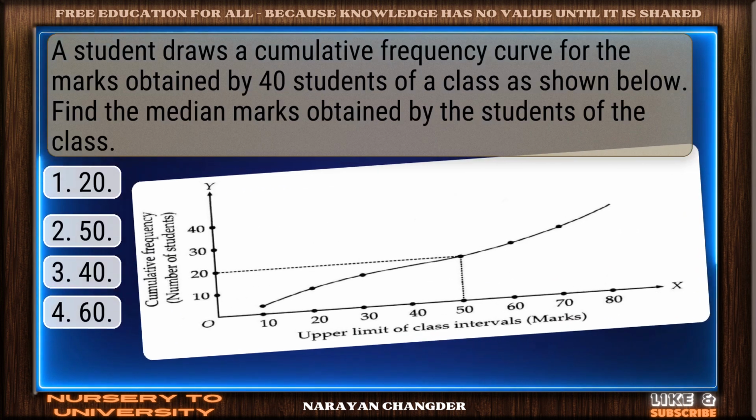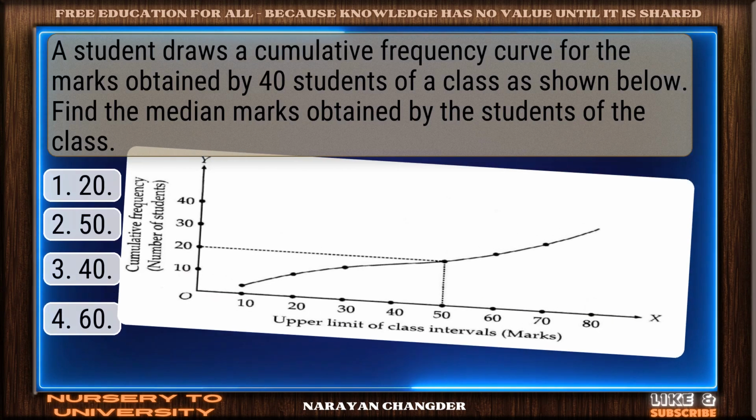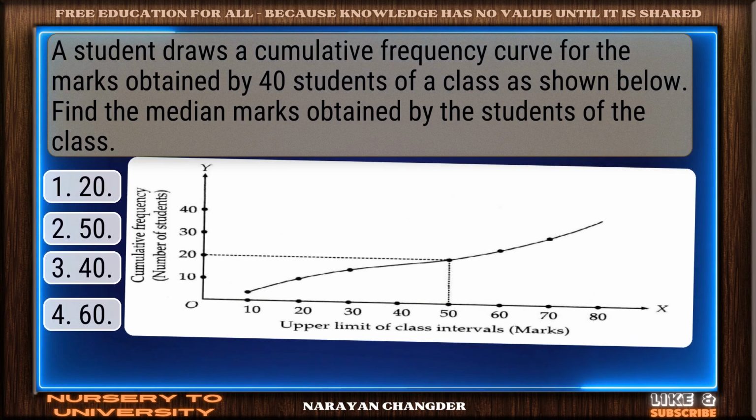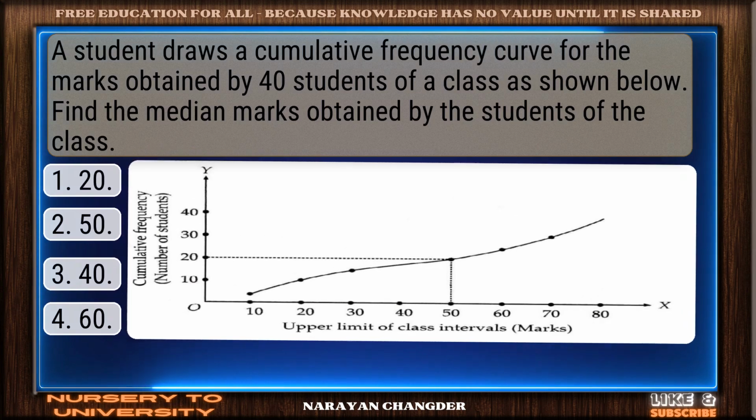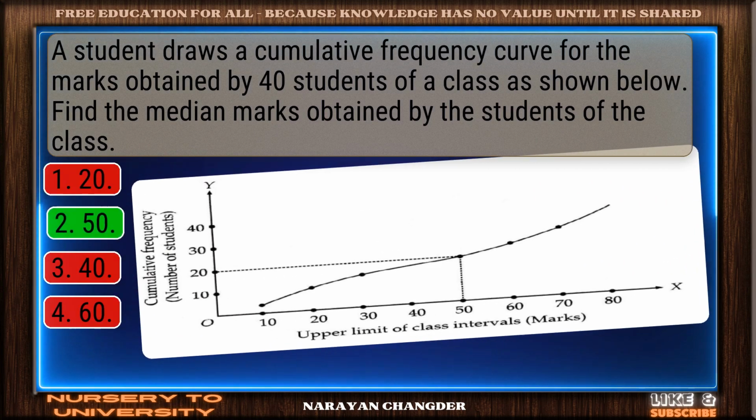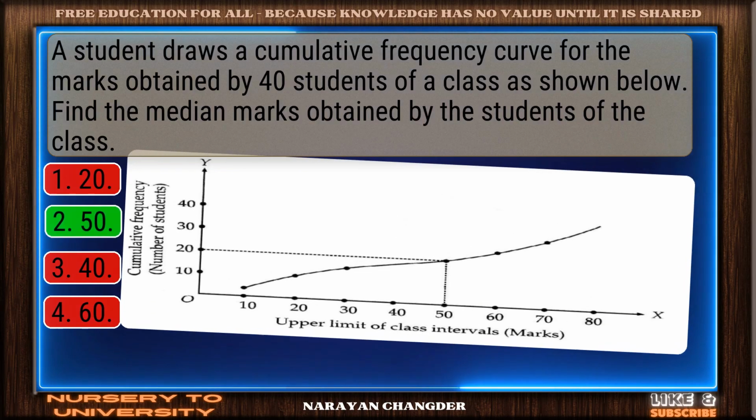A student draws a cumulative frequency curve for the marks obtained by 40 students of a class as shown below. Find the median marks obtained by the students of the class. Nice work. 50 fits perfectly.